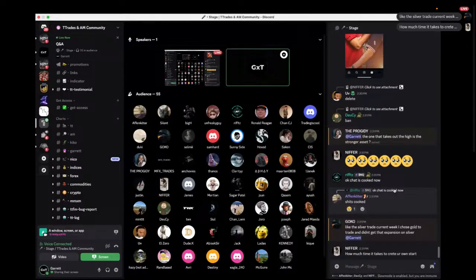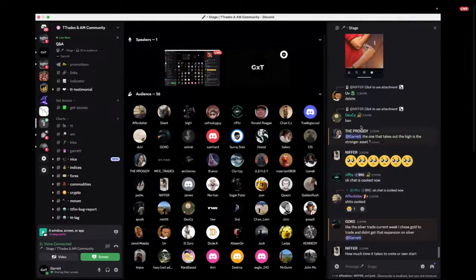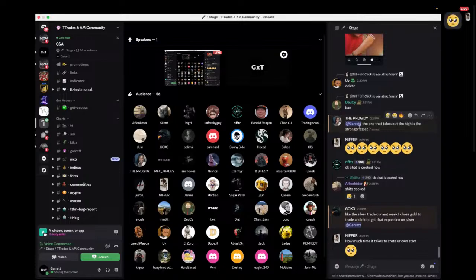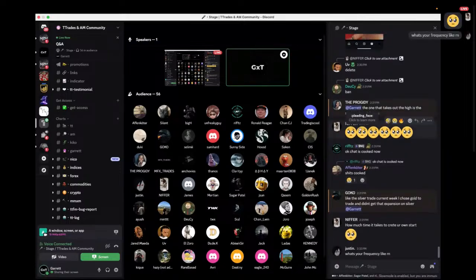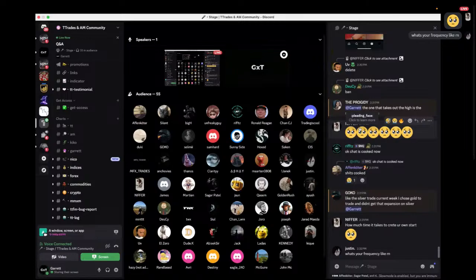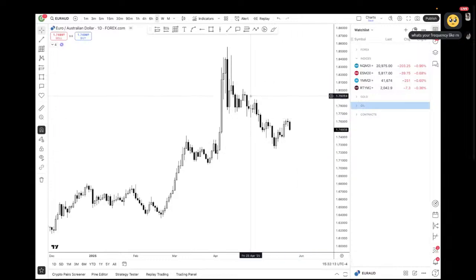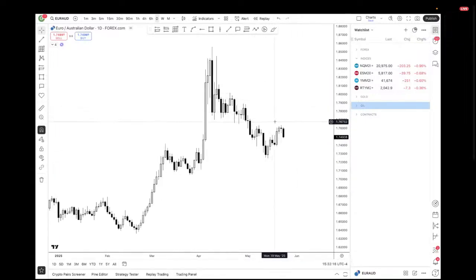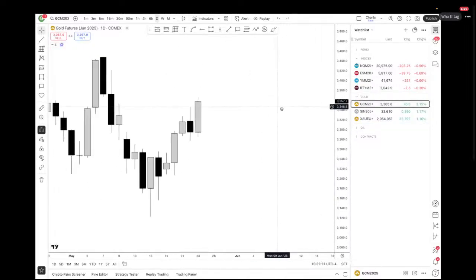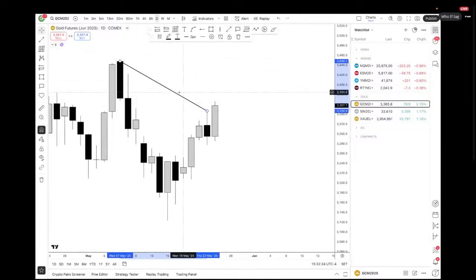Yeah, if you're trying to short, the one that takes the high is stronger. So if you haven't seen my video on SMT, just watch it. Like the silver trade, currently weak. I chose gold to trade. Didn't get the expansion. Yeah, that's because it's catching up, you know. So that's totally different. That's not necessarily a reversal because this is a lagging asset. So that's what I mean by it's a little different. Like this is a fake SMT essentially when you see that.